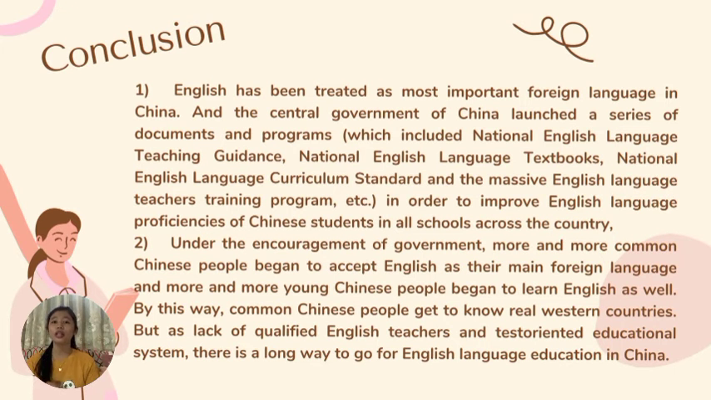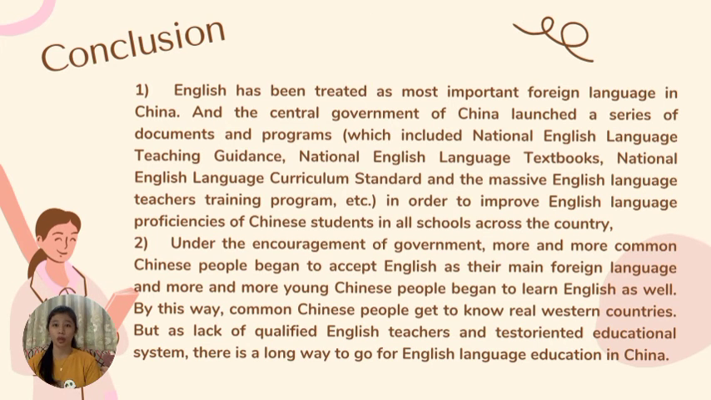So, in conclusion, English has been treated as the most important foreign language in China, and the central government of China launched a series of documents and programs, which include the National English Language Teaching Guidance, national English language textbooks, the national English language curriculum standard, the massive English language teacher training program, and so on, in order to improve the English language proficiency of Chinese students in all schools across the country.